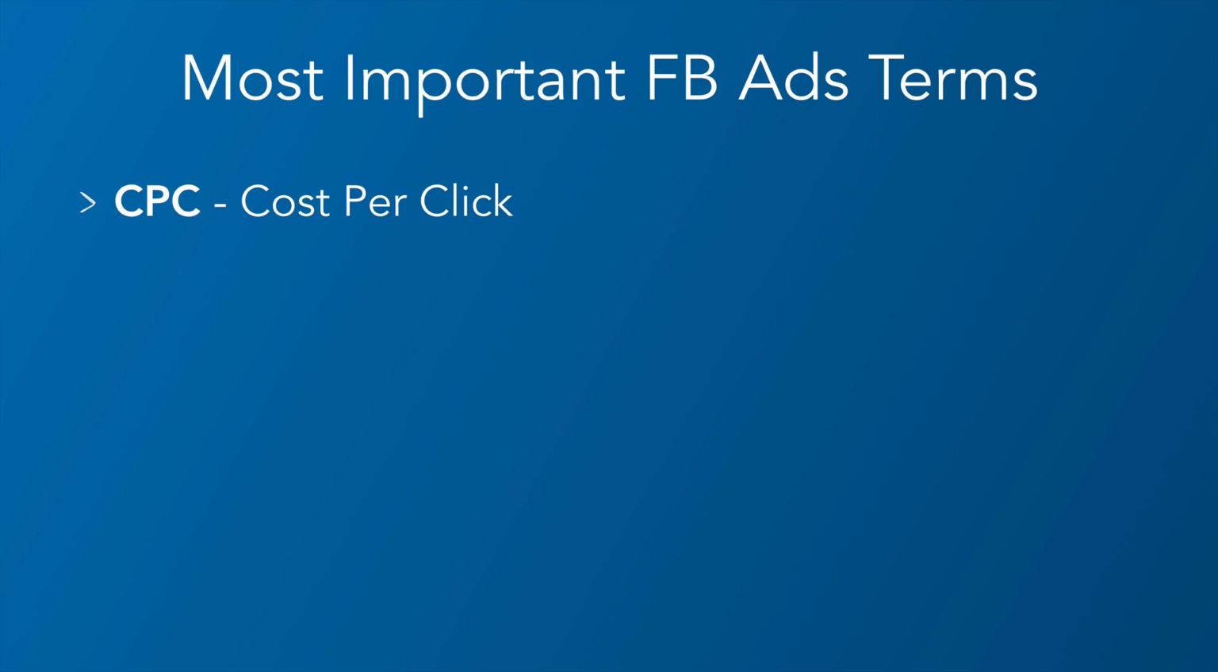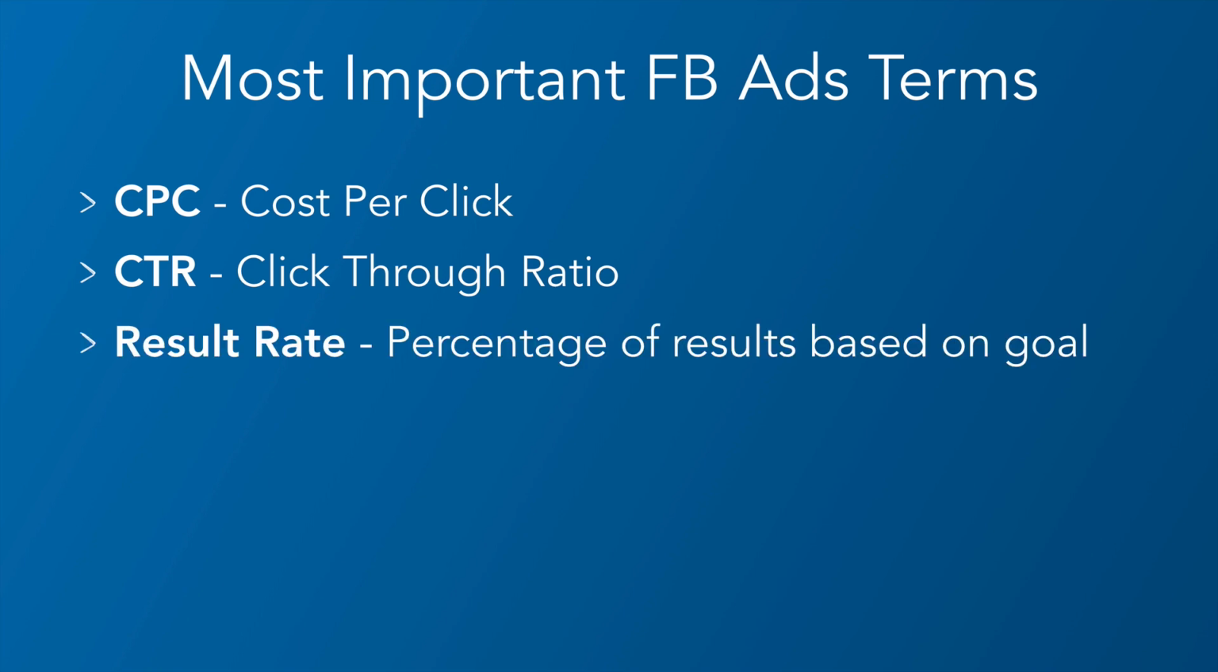We have CPC, which is cost per click. We have CTR, which is click-through ratio. So click-through ratio is basically the ratio between the total number of impressions and the total number of clicks that your ad has got. So if your ad has got 100 impressions and if 2 people clicked, then the click-through ratio is going to be 2%.